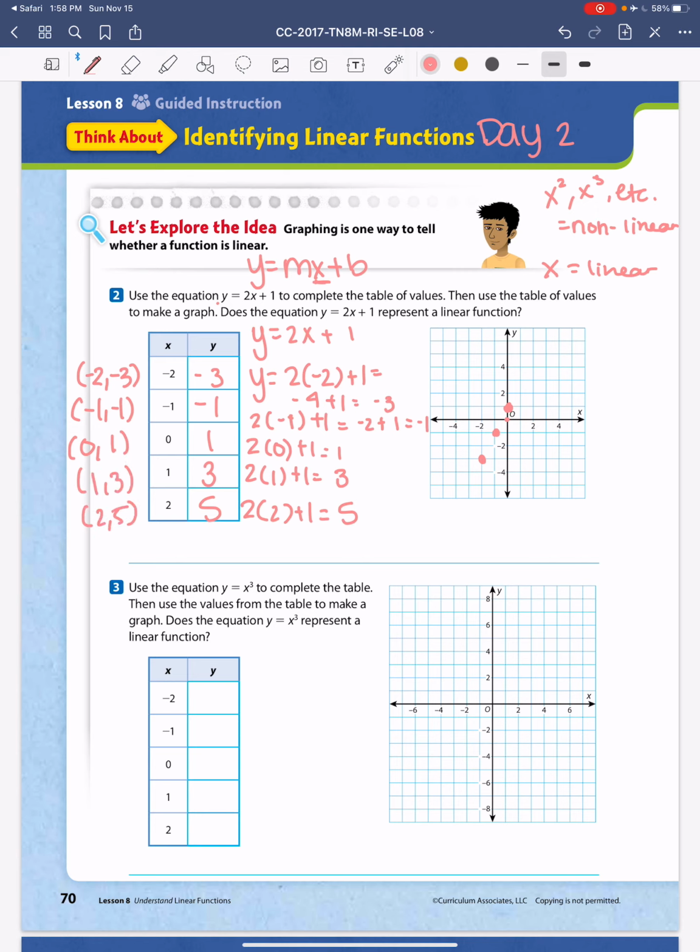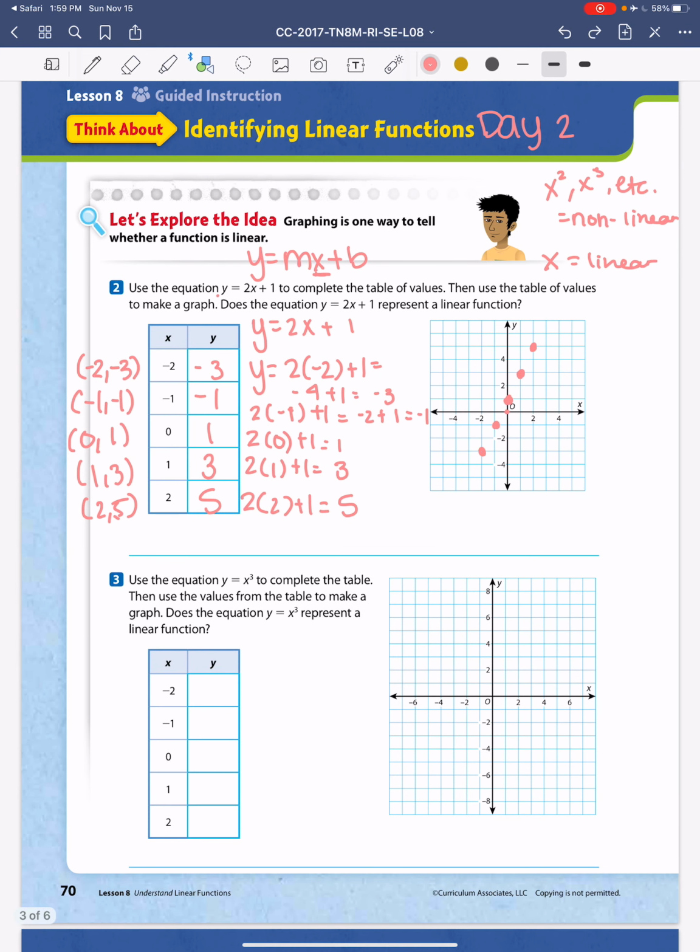and 2, 5. All right, so now I'm at 1 comma 3, so I started at my origin, which is 0 comma 0. I move right 1, up 3. And then finally, I start at my origin, move right 2, up 5. And I go ahead and plug that in. Okay, much better. So I'm happy with that.